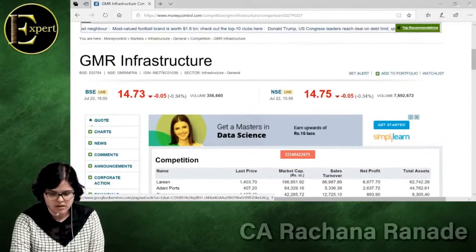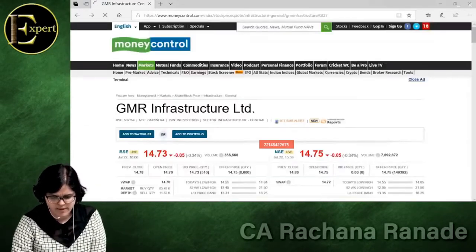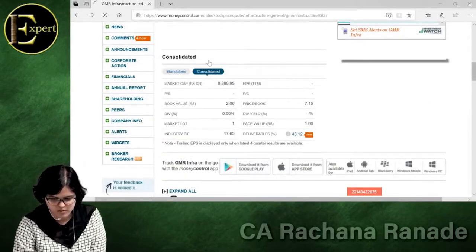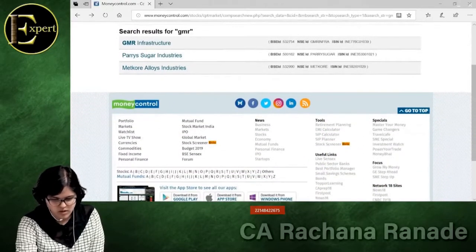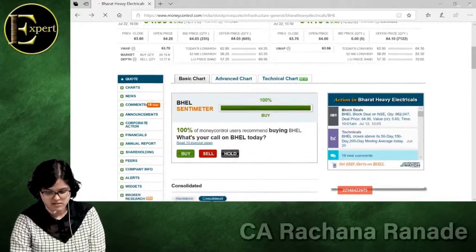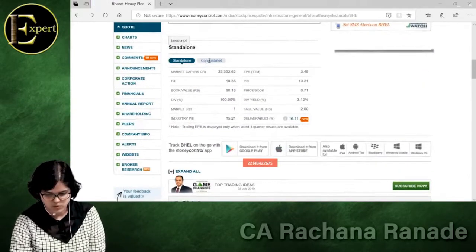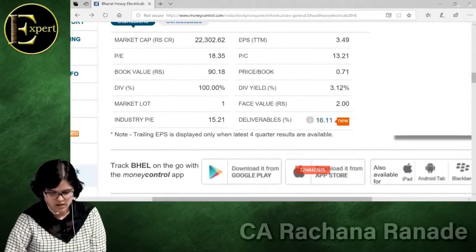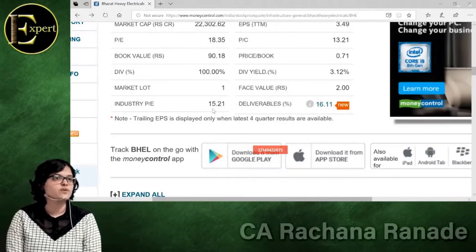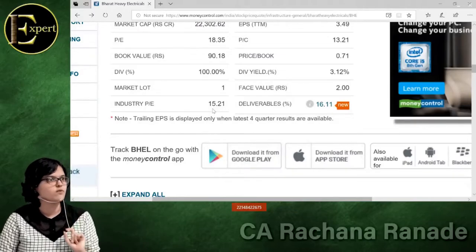Okay, but in general, if you check now for GMR Infra PE, what do we have to compare basically? It doesn't have a PE. But what do we check? We compare what versus what? The company PE versus the industry PE is what we have to check. So for example, for BHEL, PE is 18 and the industry PE is 15. Okay, can I say it's a little bit overvalued?